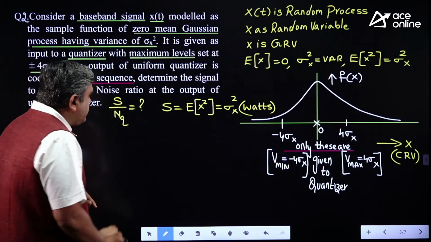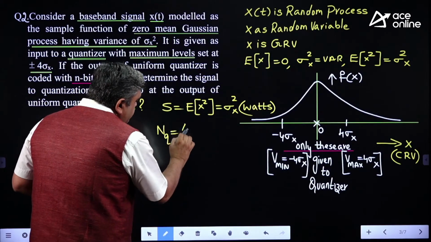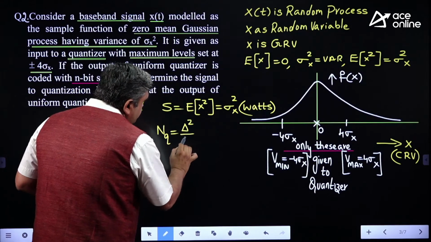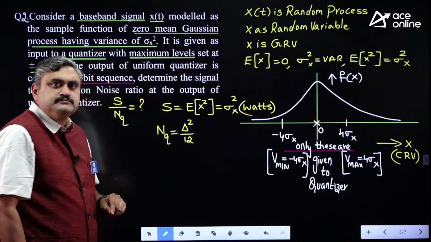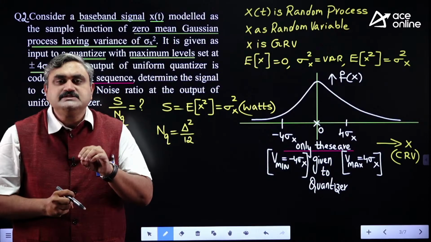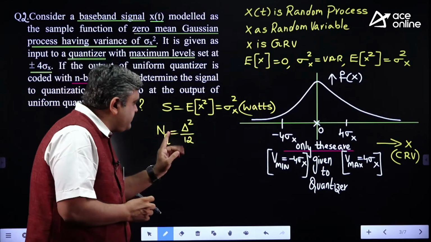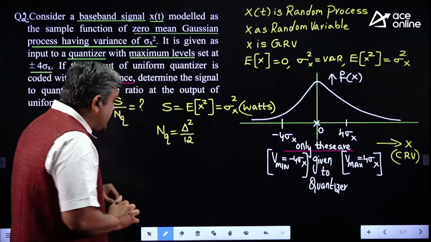Now what is quantization noise power? For all uniform quantizers, quantization noise power is delta squared by 12. Correct or not? Quantization noise power is always equal to delta squared by 12. For all uniform quantizers, mid-rise quantizer, this is fixed. It will not change.